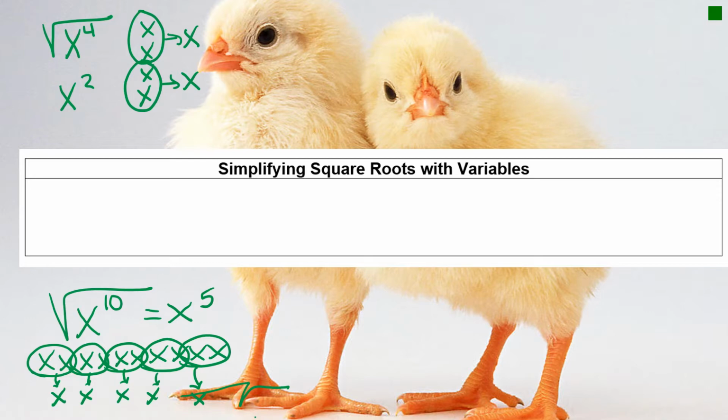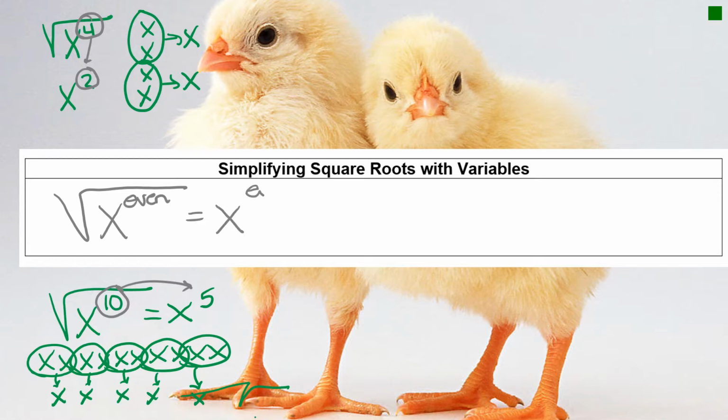What do you notice about the original power and when I take the square root? 4 becomes 2. 10 becomes 5. It's just divided by 2, isn't it? So if you have the square root to an even power, the answer is just that even power divided by 2.